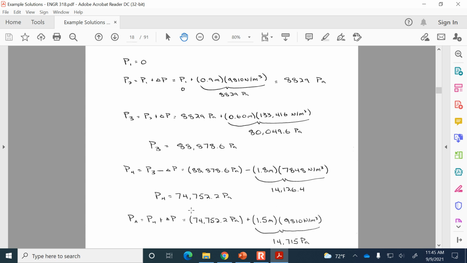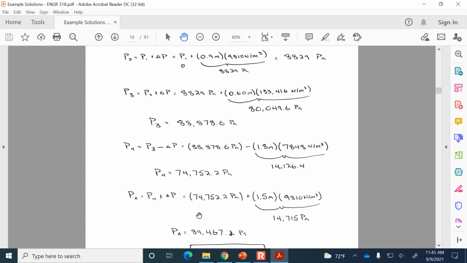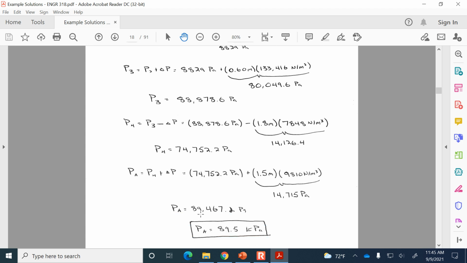If we add that to the pressure that there was at 4, then the final answer here should be 89.5 kilopascals at the pressure at the center of the pipe.